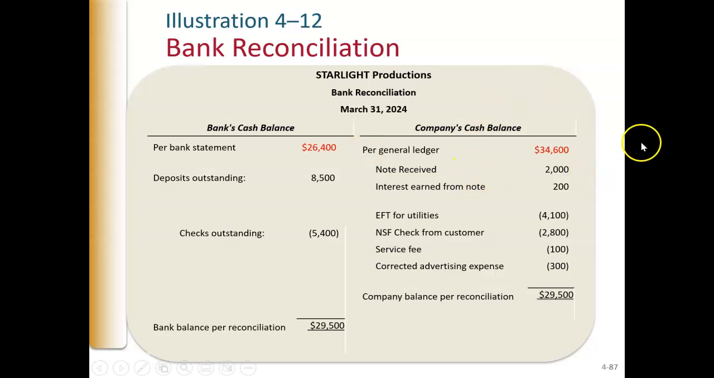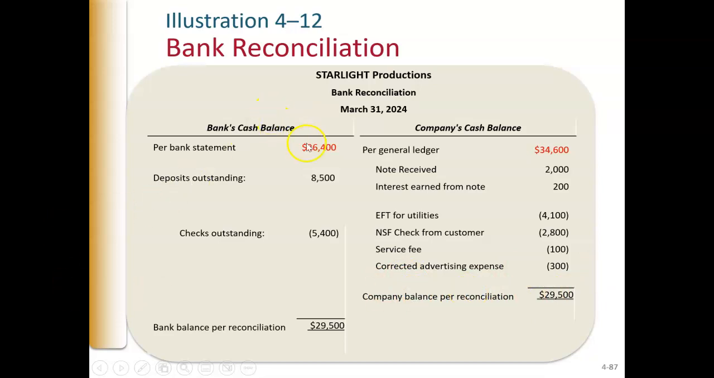So here, what we do is we show the bank had an ending balance of $26,400. The company had an ending balance of $34,600. Well, items that we need to show on the company side that the bank had: the note received was $2,000. The interest received was $200. The electronic funds were for utilities that we did not report yet of $4,100. The NSF from a customer, we have to reduce our cash. The service fee, and we need to show that advertising expense was actually $300 more than we said, right? So do you see, by adding and subtracting on the company side those items that the bank provided, gives our company balance of $29,500?